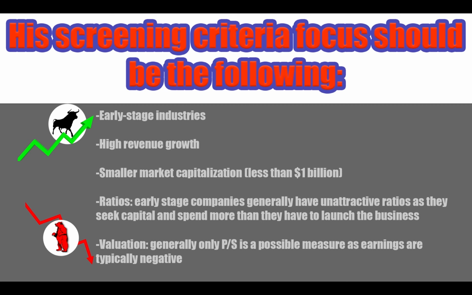Fundamental analysis. His screening criteria should focus on the following: early stage industries, high revenue growth, smaller market capitalization, less than $1 billion. Ratios. Early-stage companies generally have unattractive ratios as they seek capital and spend more than they have to launch the business. Valuation. Generally only P/S is a possible measure as earnings are typically negative.